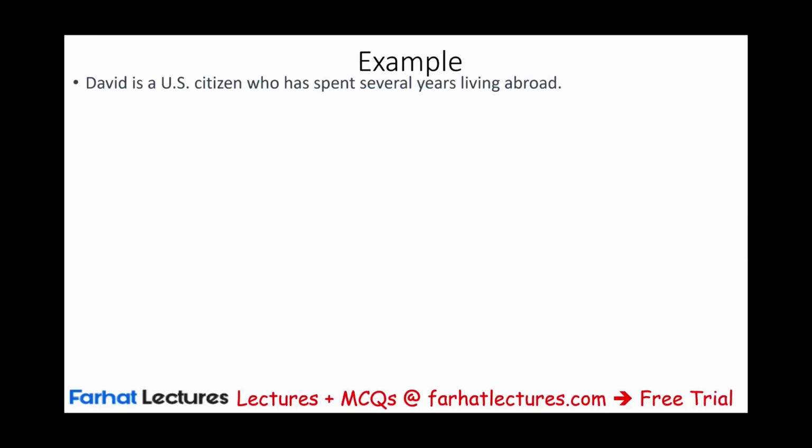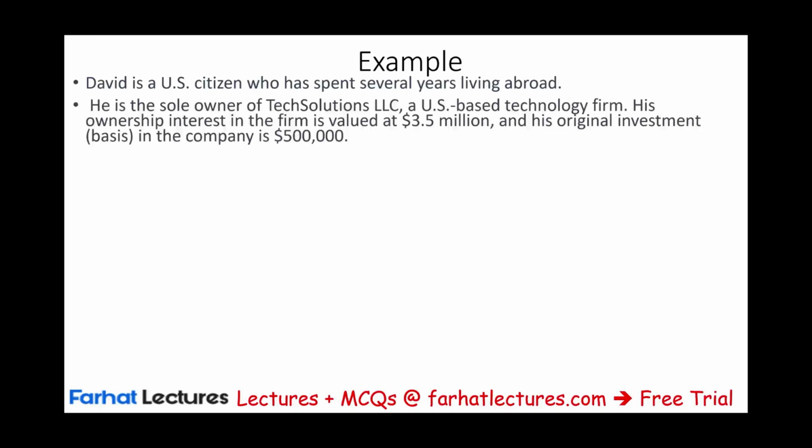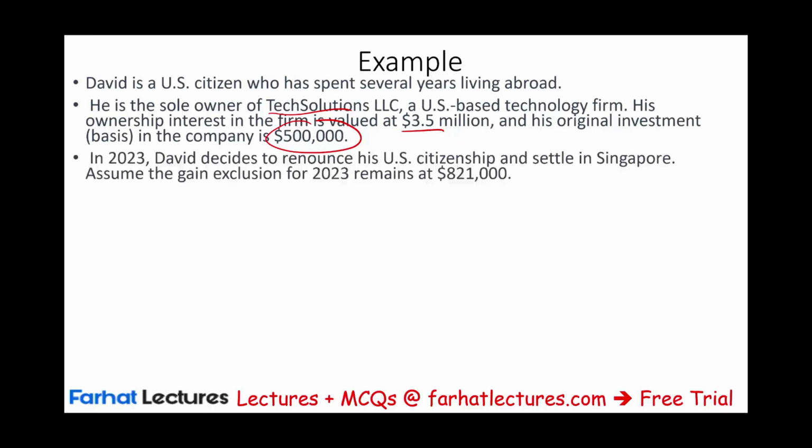Let's take a look at an example. Let's assume David, a U.S. citizen who has spent several years living abroad. He is the sole owner of a company called Tax Solution LLC. It's a US-based company. His ownership interest is valued at $3.5 million. His basis in the company is $500,000. In 2023, David decided to renounce his citizenship. Say, you know what? I want nothing to do with the US taxation system. I want to give up my citizenship. This way, I'm not subject to US taxation. And he decided to settle in Singapore.